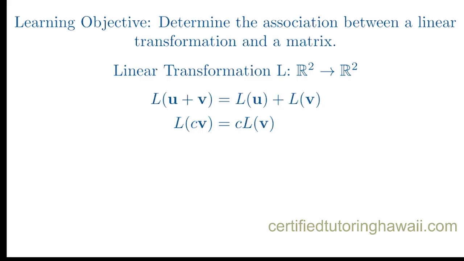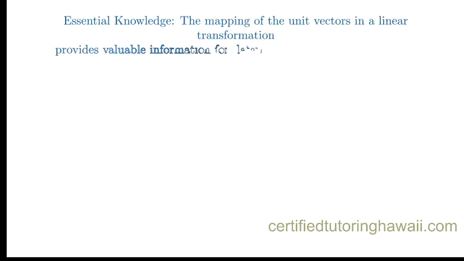Now, the incredible thing is that we can represent any linear transformation with a 2x2 matrix. The transformation L of v can always be written as a 2x2 matrix A times the vector v. This means we can use matrices to perform geometric operations, like reflections, rotations, and scaling. It's a bridge between algebra and geometry. So, how do we find this mysterious matrix A? This is where our second piece of essential knowledge comes in. The mapping of unit vectors gives us all the information we need.